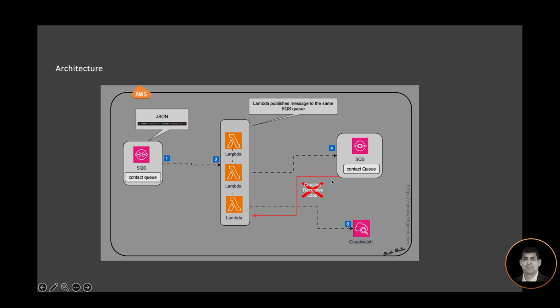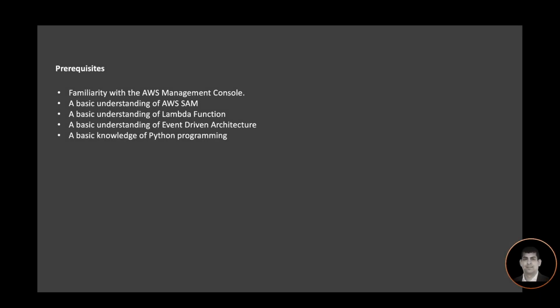And now this will create a recursive loop, because the publishing of a message in the contact queue is triggering the Lambda. Lambda is again putting the message back on the same contact queue, and then the contact queue is again invoking the Lambda. So it's a recursive loop scenario. Before implementing the function, let's look at the prerequisites.